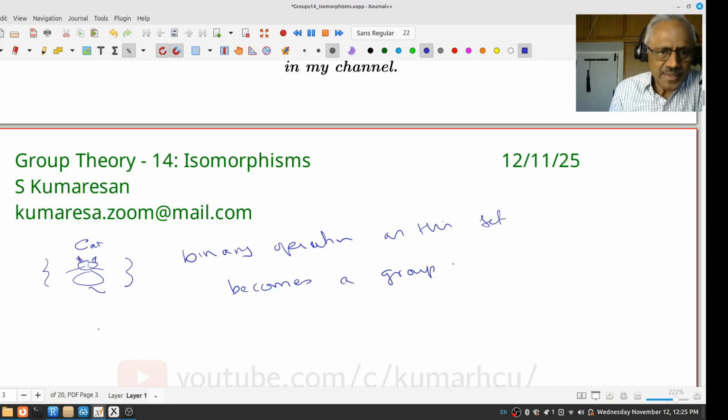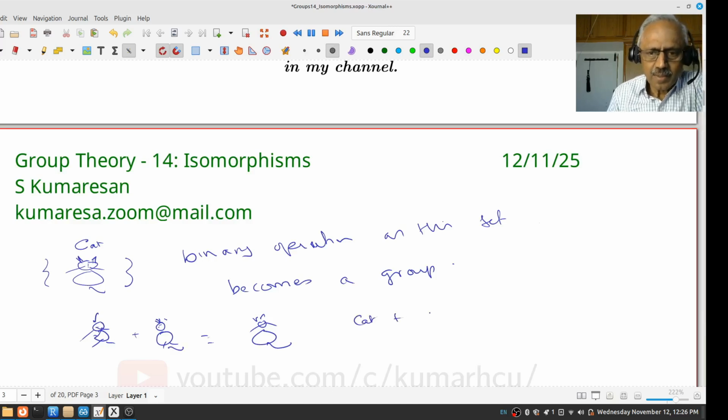So what do I need? I have a cat. Then I should be able to add a cat, and I should get some element here. But remember, there is only one element here. Therefore, how will I define it? Cat plus cat must again be a cat. You understand? So cat plus cat must again be a cat. So that's a binary operation.